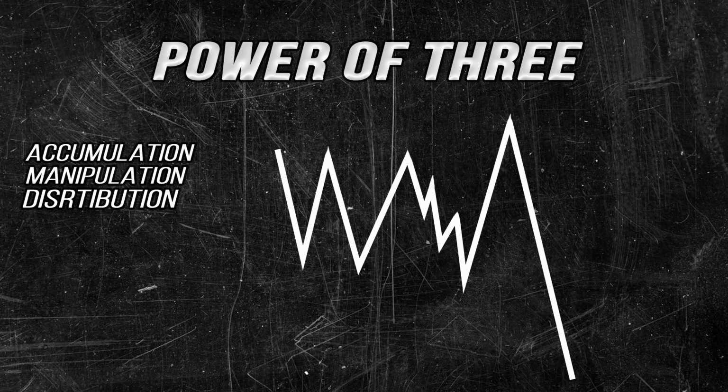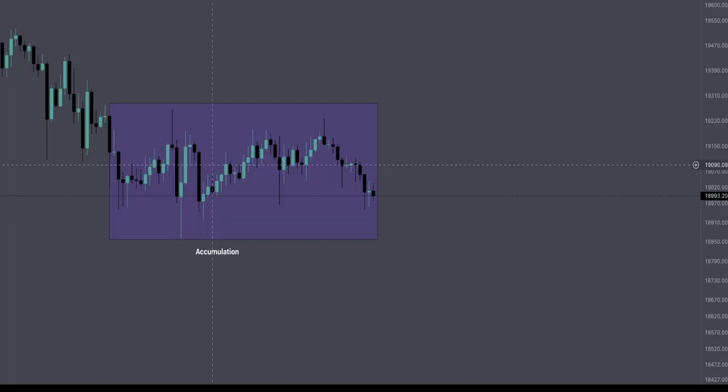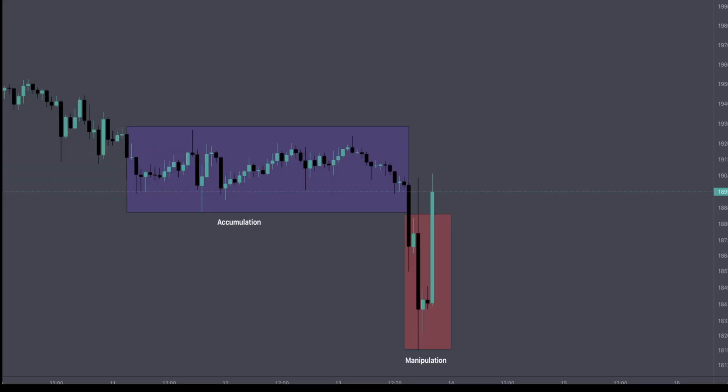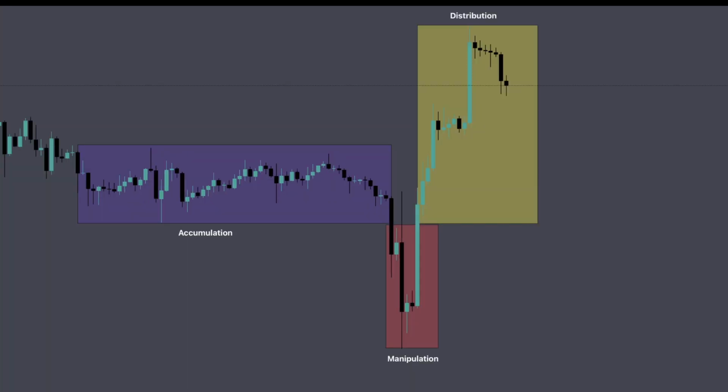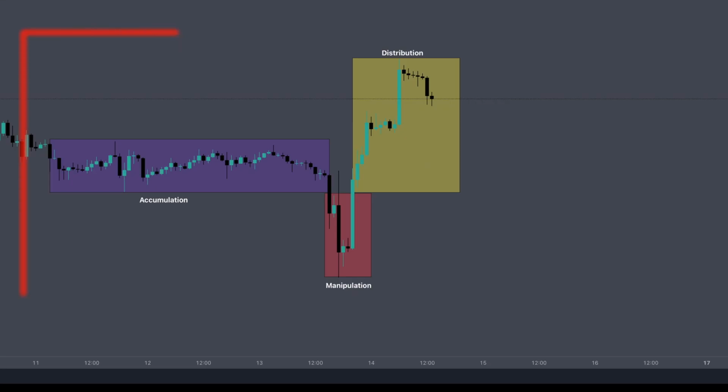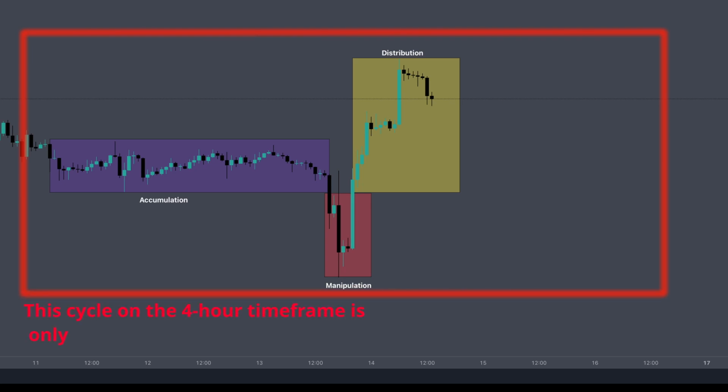The concept we are going to talk about today is called Power of 3, or simply PO3. What is PO3? It is accumulation, manipulation, and distribution. This concept works both on a daily time frame, where we have a full range stop hunt and subsequent distribution, and even within a single candle such as a daily or weekly candle.